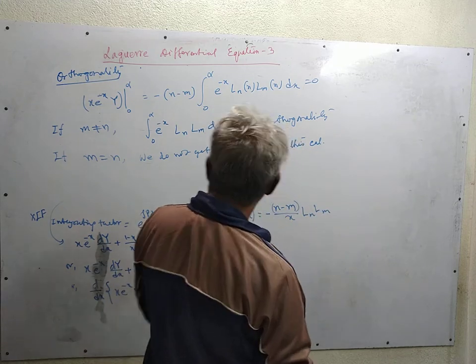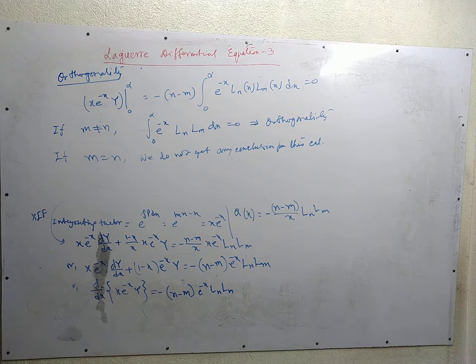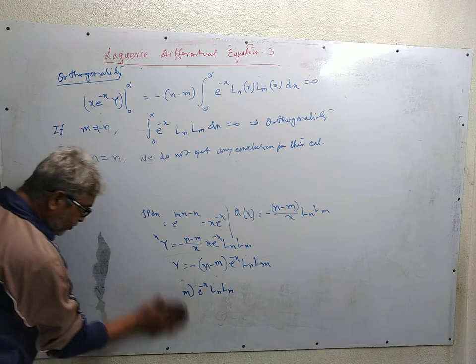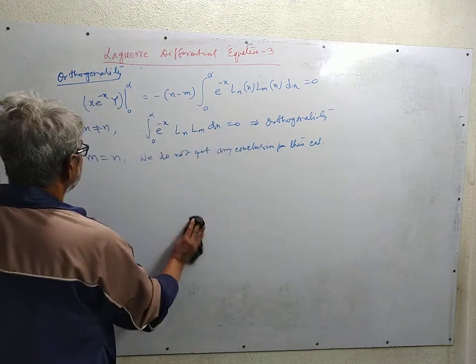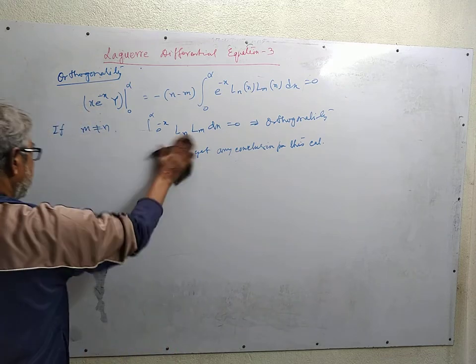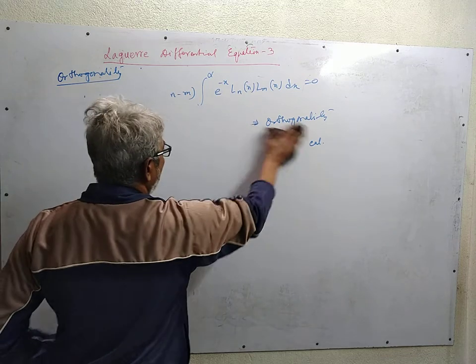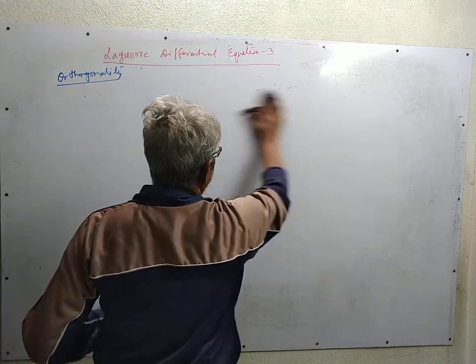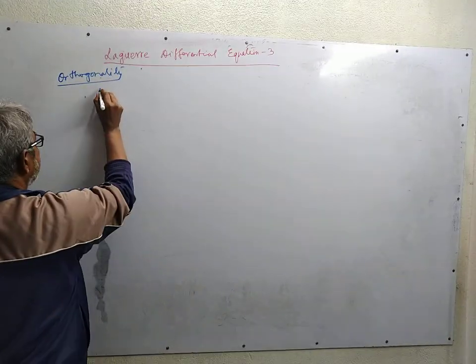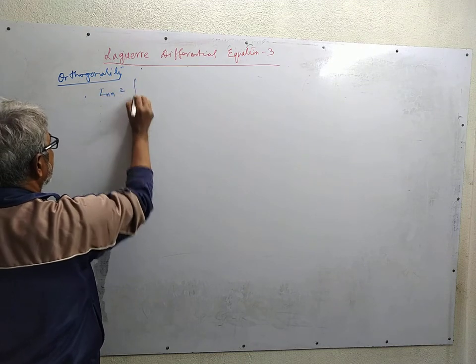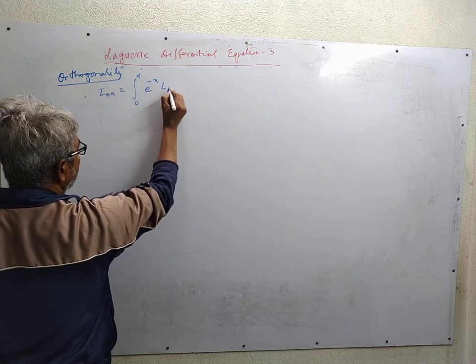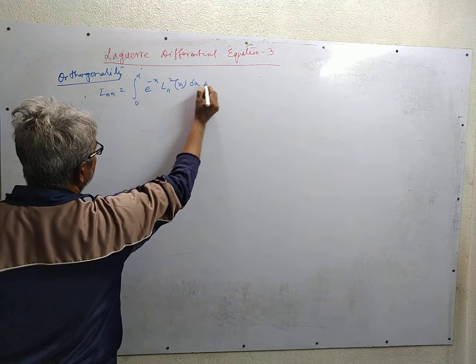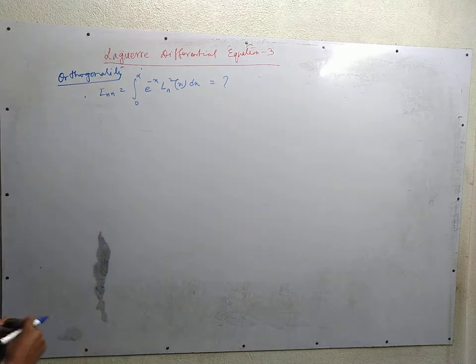This is called the normality condition. For normality, we shall use a generating function. Our task remains to find the normalization constant, or normality condition, for the Laguerre polynomial. That is to say, we are to calculate the integral from 0 to infinity of e to the power minus x times L_n squared. This is what we need to find.